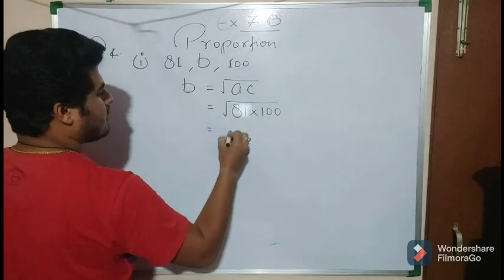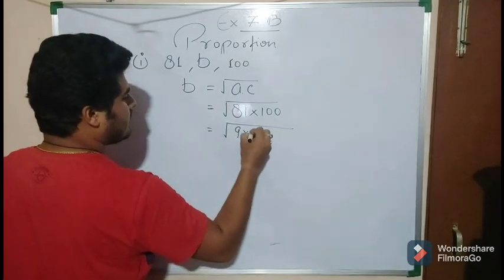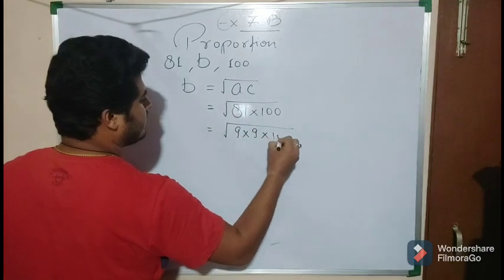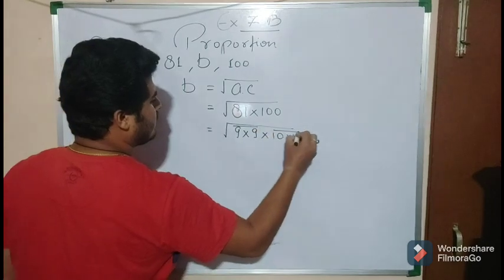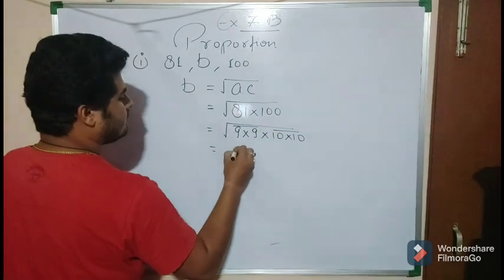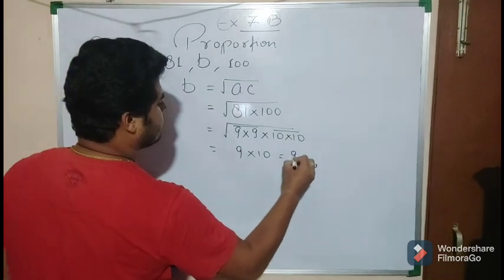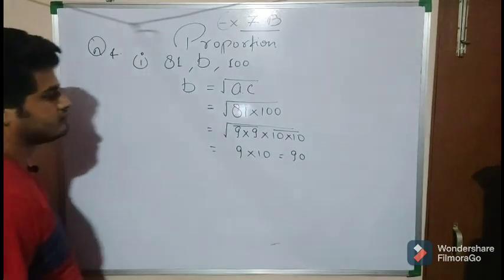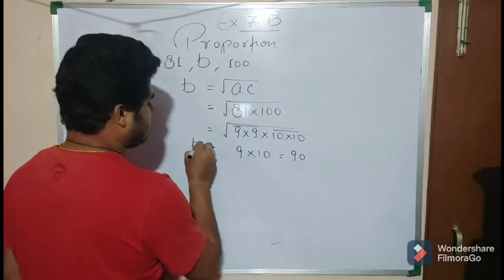Square root of 81 into 100. 81 can be written as 9 into 9, and 100 can be written as 10 into 10. So a pair of 9, a pair of 10: 9 will come outside, 10 will come outside, and 9 into 10 will become 90. So the mean proportional is 90.